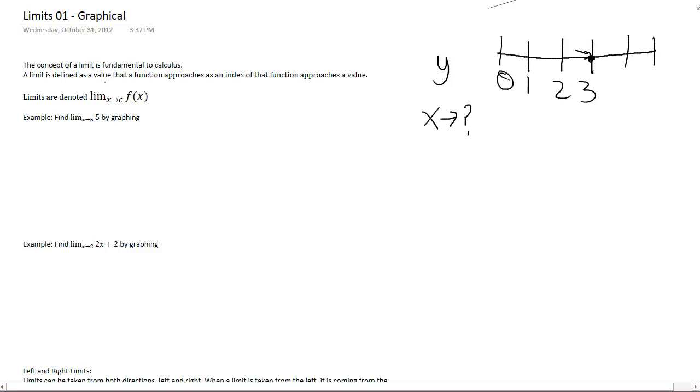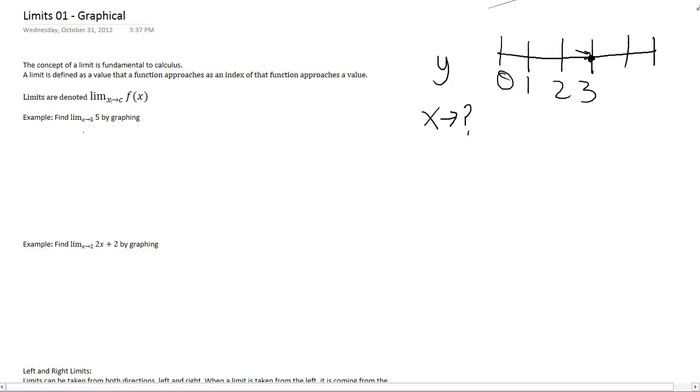Alright, so limits are denoted by this sign, LIM, that means limit. So limit as x approaches, you use the arrow sign for approaches, and c is just some constant. Alright, so hopefully you get that. If you don't, just follow along with the examples, and hopefully you'll understand after these first few examples.